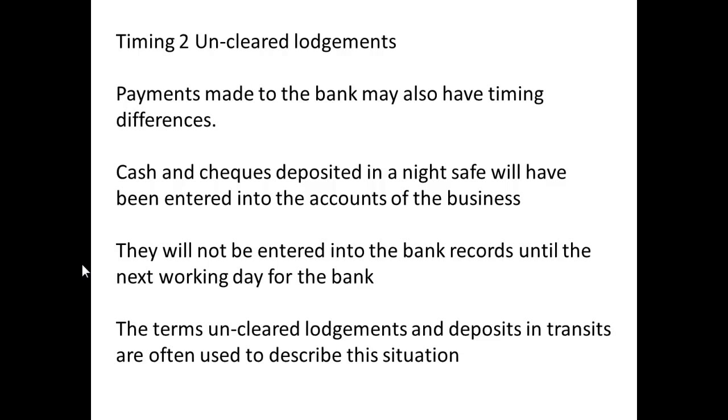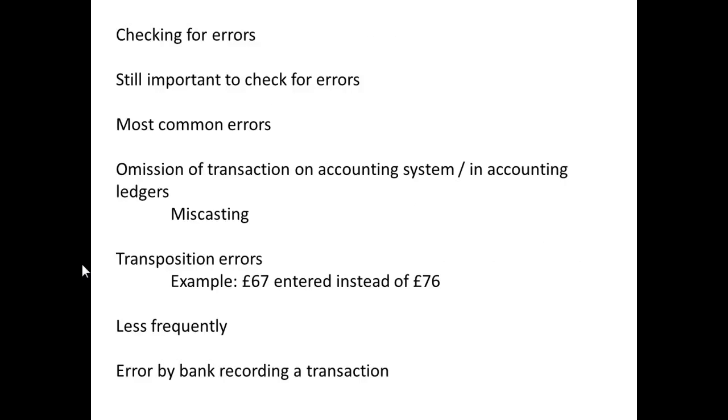You can also have timing differences which are referred to as uncleared lodgements. In other words, when you make payments into the bank, they may have been deposited in a night safe, and at that point of course they will have already been entered into the accounts for the business, but they won't appear in the bank records. You have to wait until the next working day for the bank before it's likely that they're going to be entered into the bank records. So we tend to use this term uncleared lodgements, or alternatively deposits in transit, which describe this particular situation.